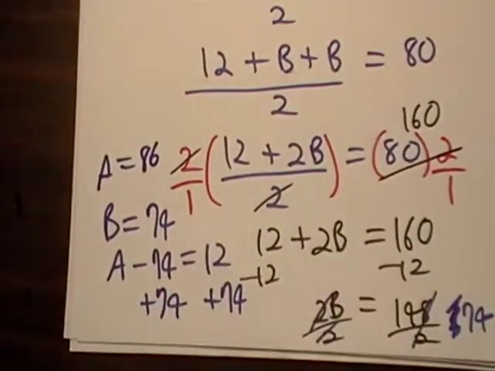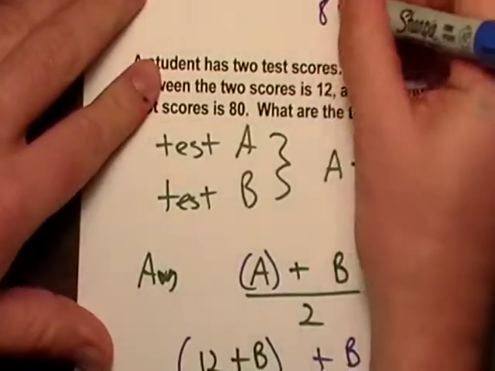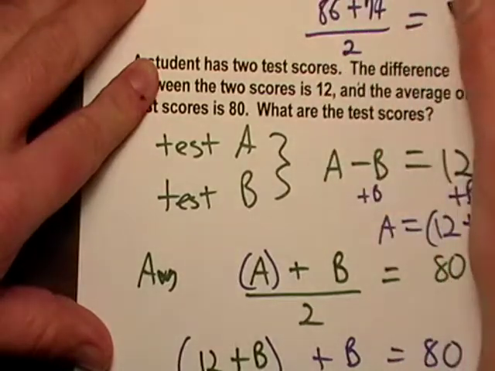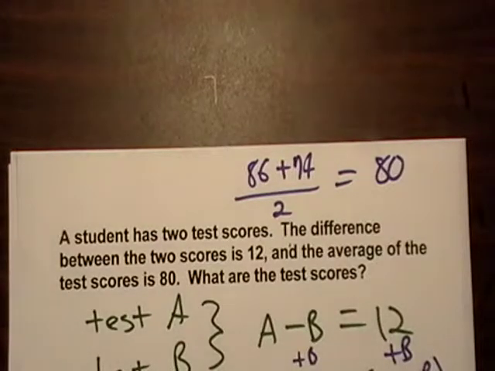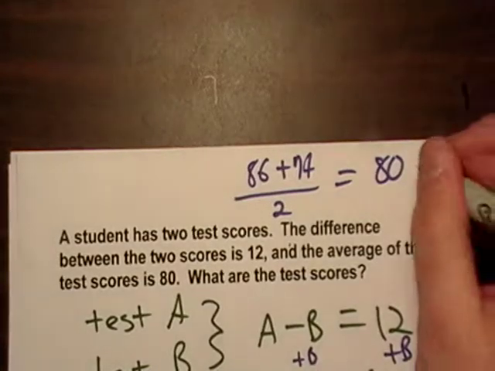So let's go ahead and double check our answer. 86 plus 74 over 2 should be equal to 80. So 86 plus 74: 80 plus 70 is 150, and 6 plus 4 is 10, so that's 160. 160 divided by 2 is in fact 80. So yeah, we're good.